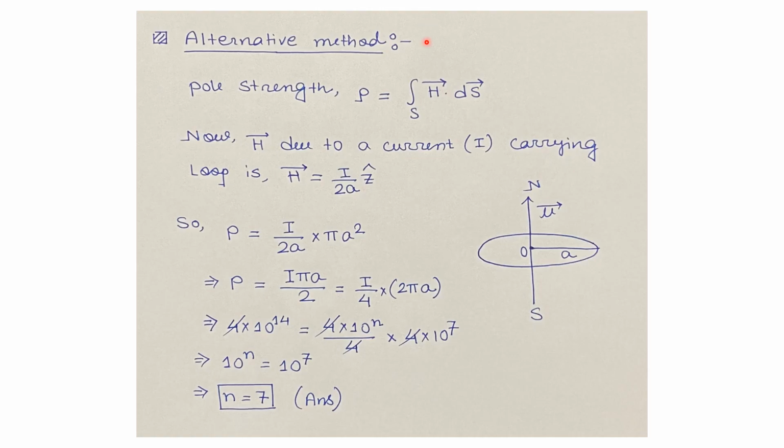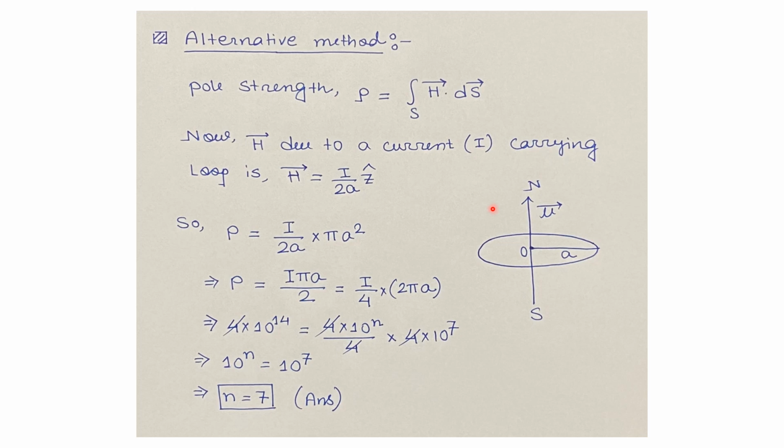We can also solve this problem in an alternative manner. The definition of the pole strength is given by P equals the surface integral of H vector dot ds vector. So we are considering the Earth's magnetic field is due to a current carrying loop having radius small a. So for that current carrying loop, the H field is given by I by 2a along the z cap direction. So here it will be along the north direction.